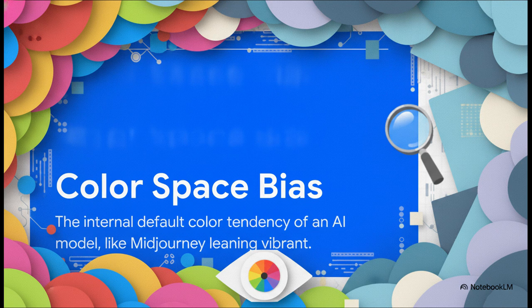It's basically an internal default color tendency. For instance, Midjourney naturally leans really heavy into contrast and highly vibrant palettes. Stable Diffusion, on the flip side, often leans toward cooler or more neutral tones, but honestly, it can sometimes lack color depth. Understanding this is absolutely crucial, because it means we have to actively intervene to control the final output. We can't just sit back and let the machine default to its own habits.